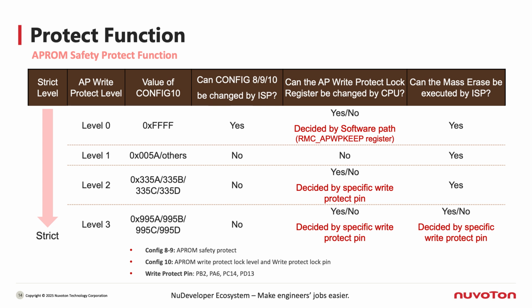Config values can be modified via ISP, and the protection registers can be controlled by software. Mass erase is allowed. Level 1 starts restricting CPU write access. Software cannot modify the protection, but mass erase is still permitted. Level 2 and Level 3 rely on a specific external Write Protect lock pin to determine whether protection is locked and if mass erase is allowed, providing maximum security for sensitive or high-security applications. These settings provide a flexible yet secure protection mechanism suitable for different use case scenarios.